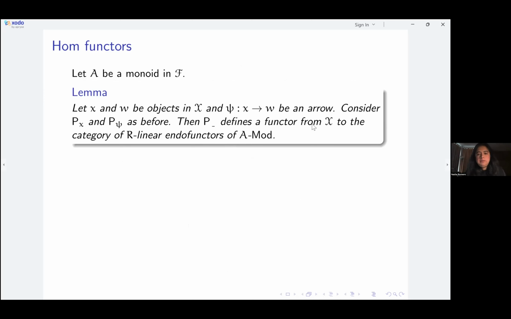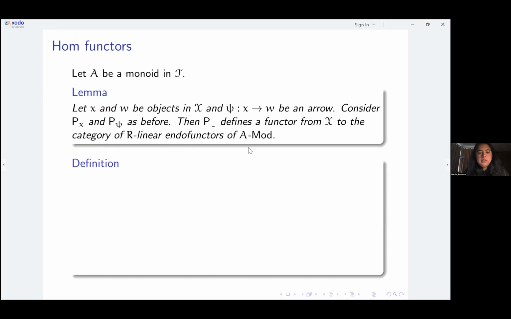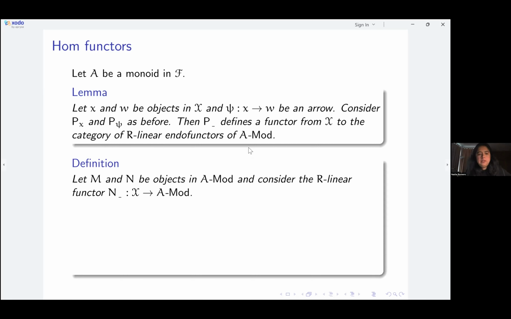Then this shifting defines a functor from X also to the category of linear endofunctors of A mod. So what we're mainly saying is that all this shifting we did before can be restricted to the case of A mod. That is, if I have an A module, the shifted is again an A module, and this behaves well with the morphisms of A modules. And in the same way, now if we have two A modules, we can consider again this functor from X to A mod by the previous construction we did before.